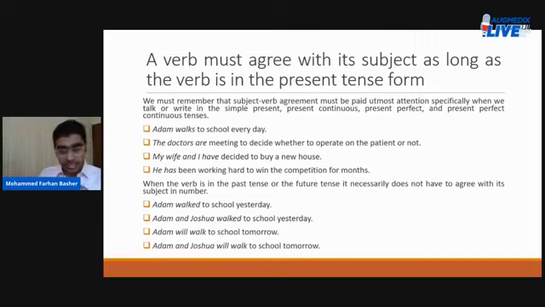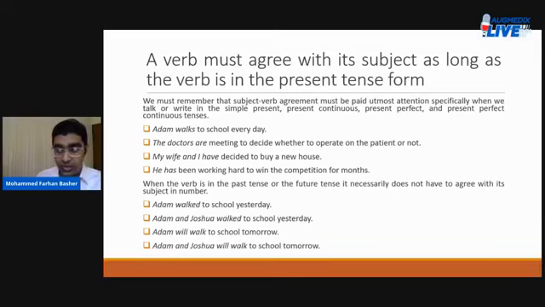Now we will discuss tenses in detail tomorrow, inshallah. But for now, just remember that the verb in any sentence must agree with its subject, and they will agree as long as that very sentence is in the present tense. Okay? If the sentence is not in the present tense, then the agreement is not necessary. Okay? Now, examples will make things clearer. Let's take a look at the very first example over here.